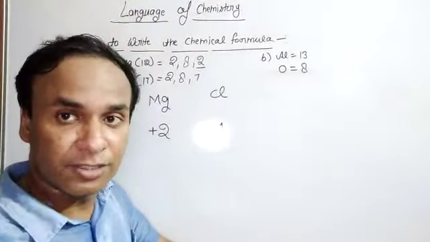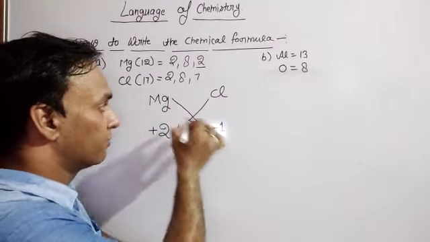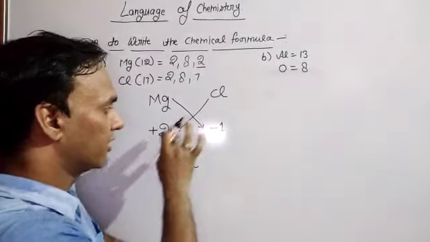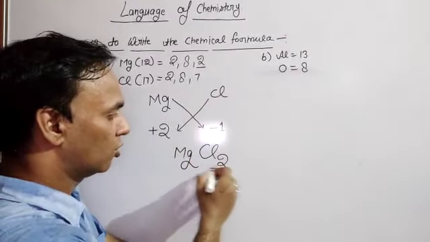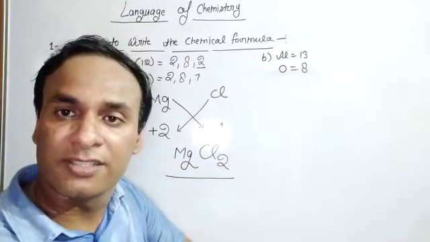Then apply the crisscross method: magnesium combines with 1, while chlorine combines with 2. That is called magnesium chloride, and the chemical formula of magnesium chloride is MgCl2.